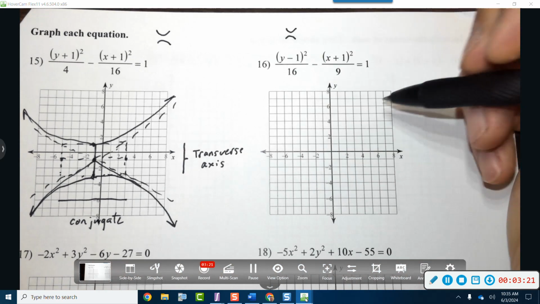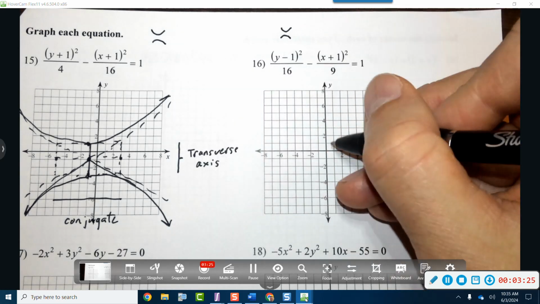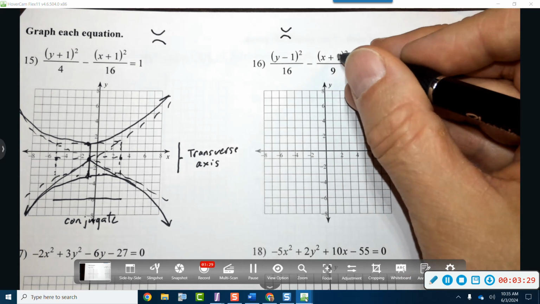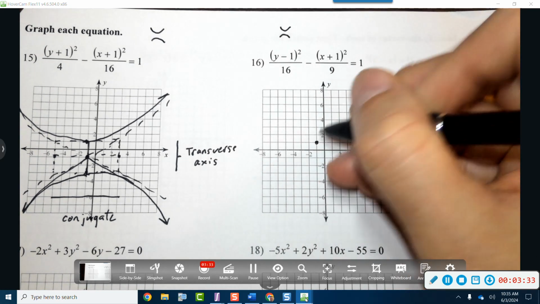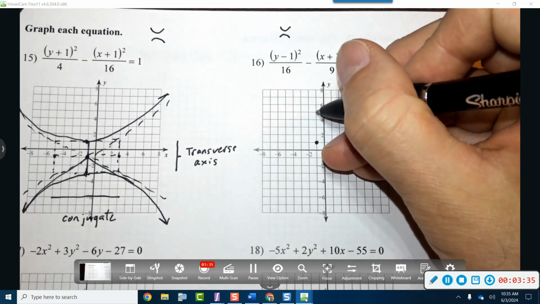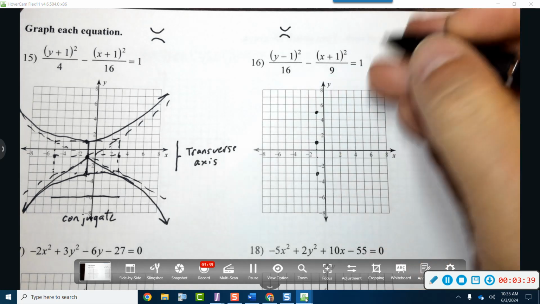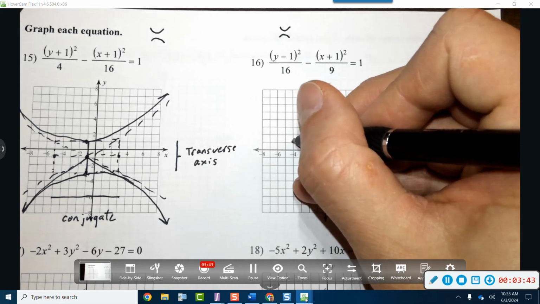So now with this one, we've got up 1, but then we're going to move over to the left one. So we are here, and we're going to go up 4, 1, 2, 3, 4, and then 1, 2, 3, 4. We're going to go over 3, 1, 2, 3, 1, 2, 3.